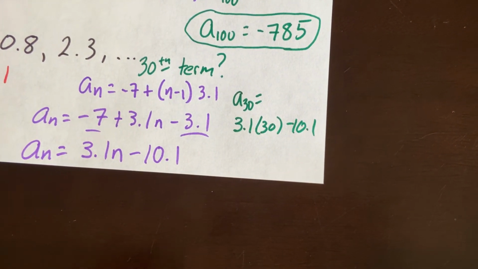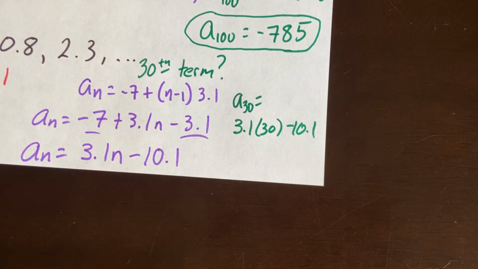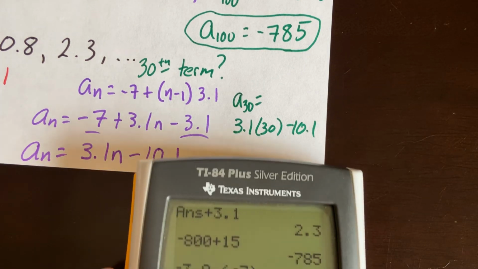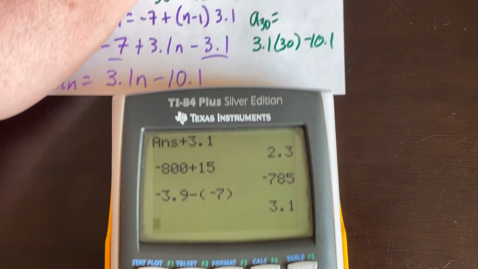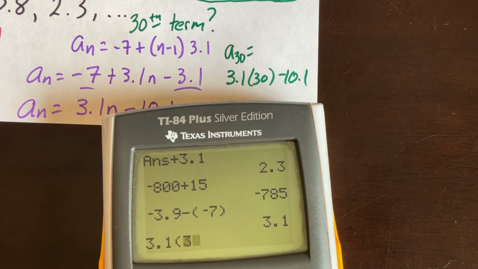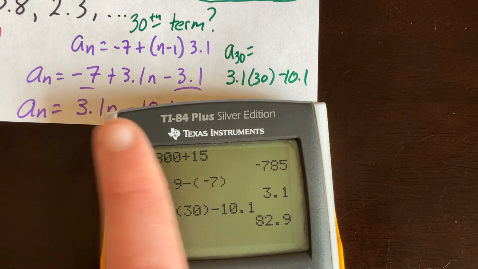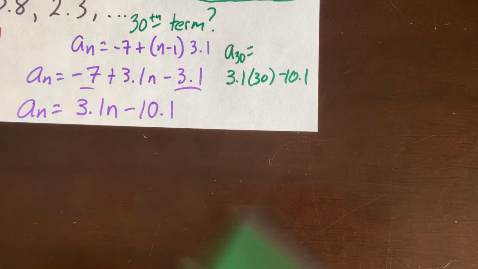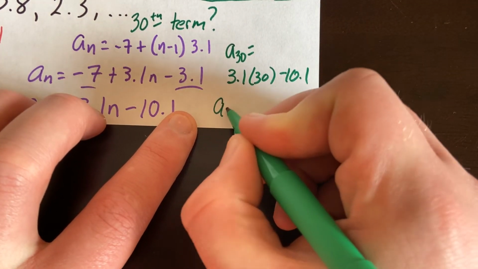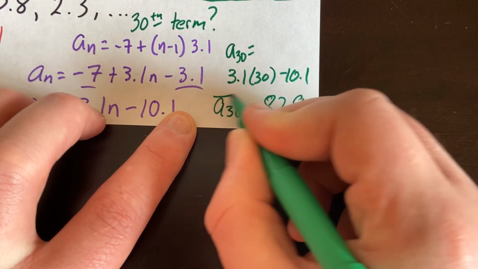Okay, so a sub 30 is equal to that common difference of 3.1 times 30, minus 10.1 to get us back to our initial value. Again, don't be afraid to use your calculator here. You're going to see me put this in the calculator word for word: 3.1, parentheses, 30, close my parentheses, minus 10.1. Hit enter, and it looks like the 30th term, a sub 30, is 82.9.